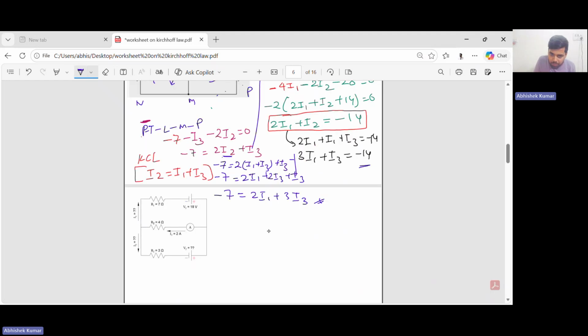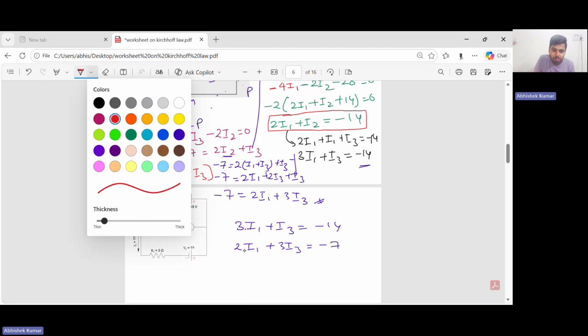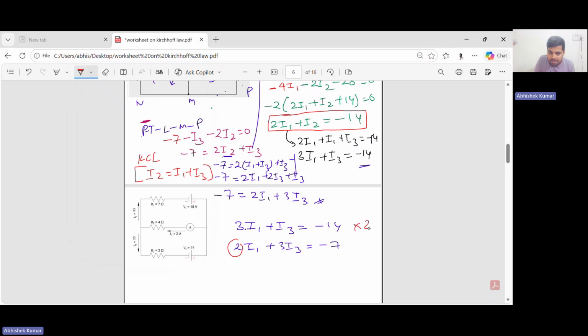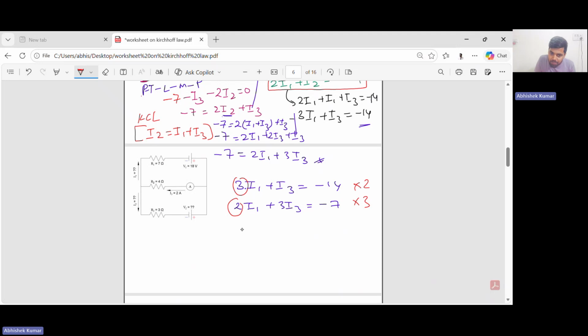So if you observe, I will do it here now. Can I say 3I1 plus I3 is equal to minus 14? Yes, sir. Please tell me, sir. And can I say from here 2I1 plus 3I3 is equal to minus 7? Yes, sir, we can say. Now, what to do in the elimination method? Multiply the coefficient in this part by 2 and in this part by 3. So what will you get if you multiply? 6I1 plus 2I3 here, and minus 28.